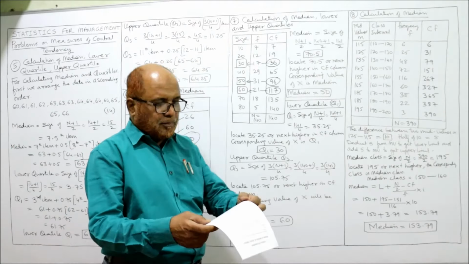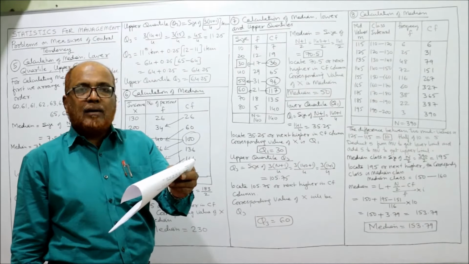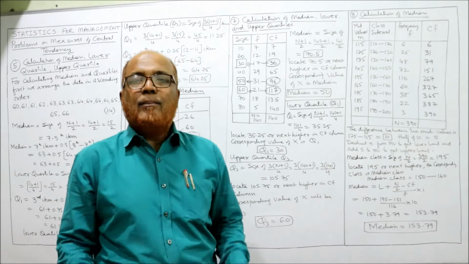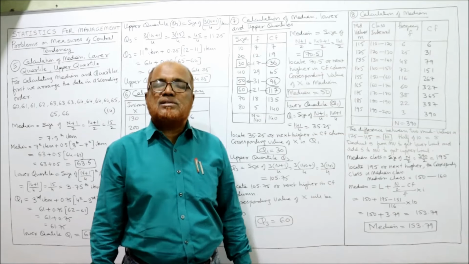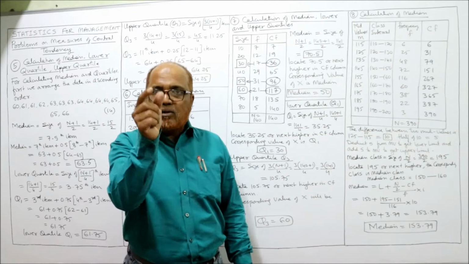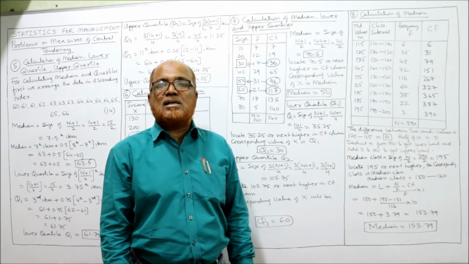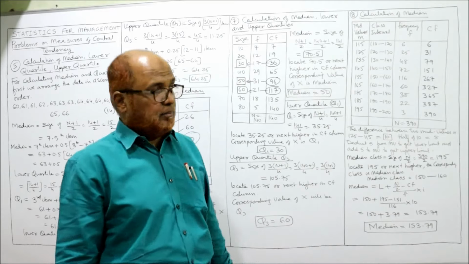Now, see the 8th problem. Compute the median from the following data. Mid values are given, frequencies are given. See here, mid values, whenever it is given, it means it's a continuous series. Middle value is given. So, we have to convert the middle value into class interval and then calculate the median. That is the new point here.